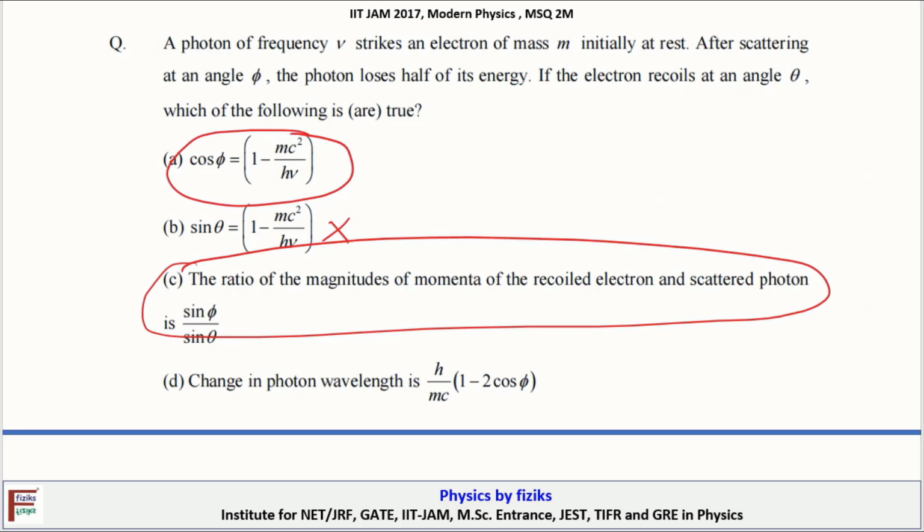Change in photon wavelength, this is incorrect. It would be h by mc times (1 minus cos phi). Thus, options A and C are the correct answer.